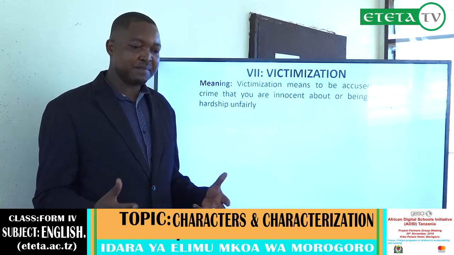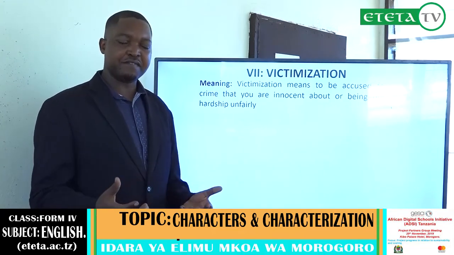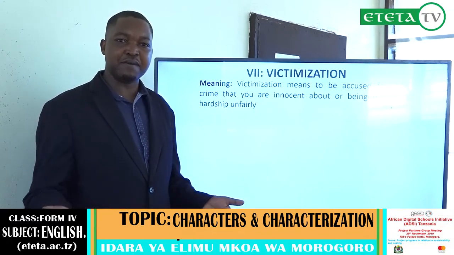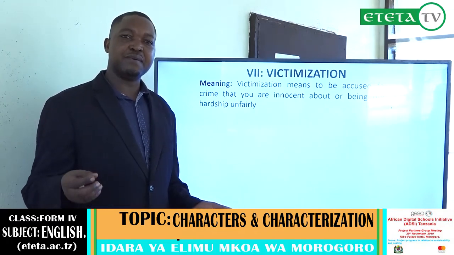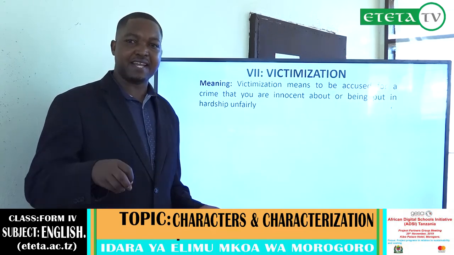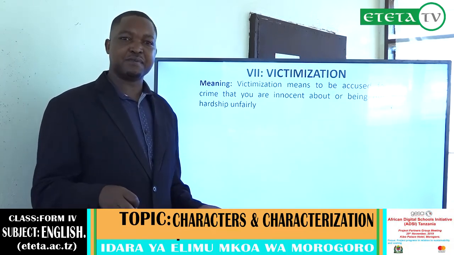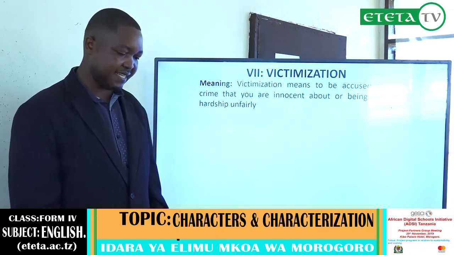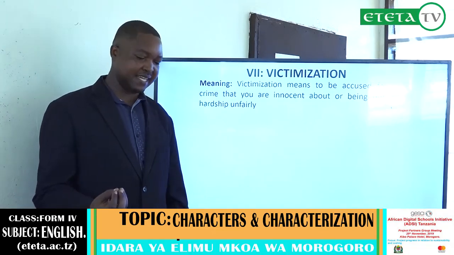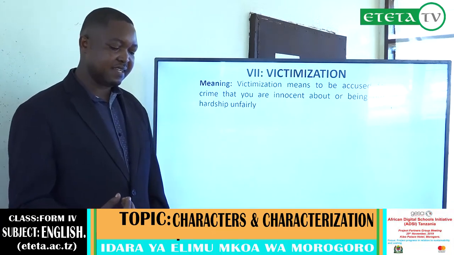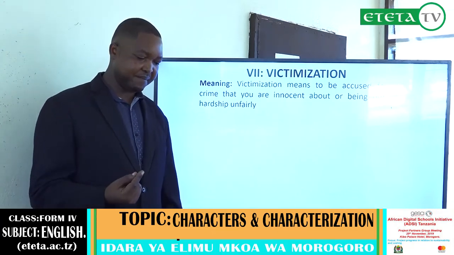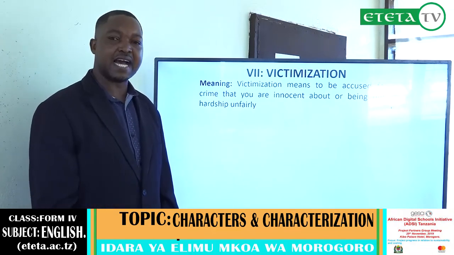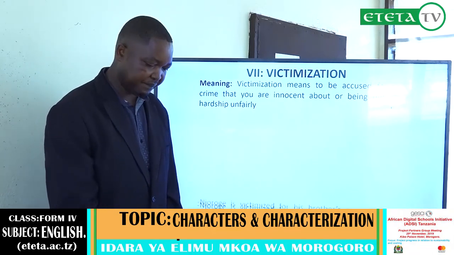But for someone whom they had not enough information about, that he was a member, a fighter of the Mau Mau movement, you apprehend him and torture him to the extent of even passing away. That is victimization. So when we talk about victimization, that is what it means: to be accused of a crime that you are innocent of, or being put in hardship unfairly.